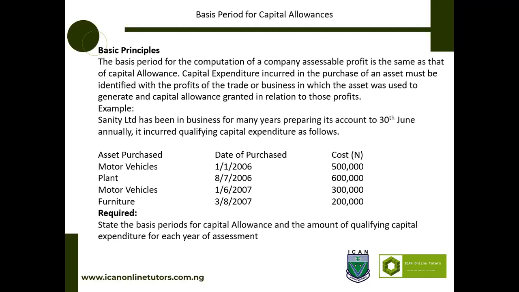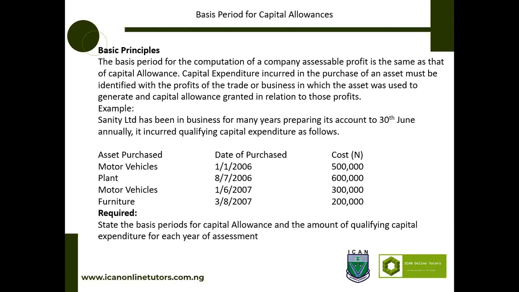It incurs qualifying capital expenditure as follows: date of asset purchase and the cost. A motor vehicle was purchased on 1/1/2006 for 500,000. Plant was purchased on 8/7/2006 for 600,000. Another motor vehicle was purchased on 1/6/2007 for 300,000. Furniture on 3/8/2007, 200,000. The question states: state the base period for capital allowance and the amount of qualifying capital expenditure for each year of assessment. Class, this is exactly what we need to do.